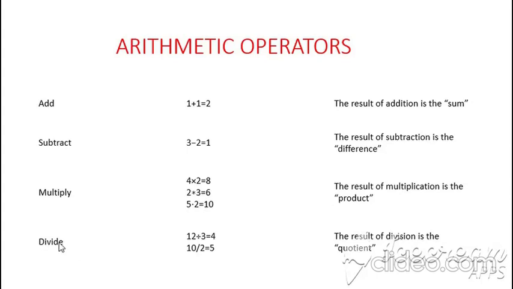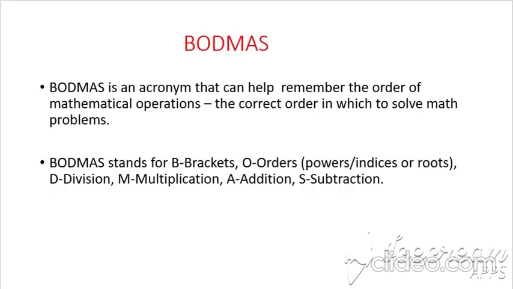Okay, now let's do the last operator, division. Division can be expressed using this sign here or this over sign. So 12 divided by 3 is 4. So 4 is what we call the quotient, because the result of division is the quotient. Or 10 over 2 is the same as division. The answer is 5. So 5 is the quotient of 10 over 2. Thank you for that.